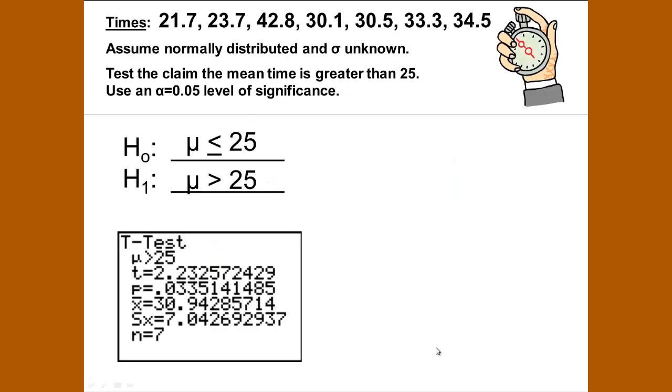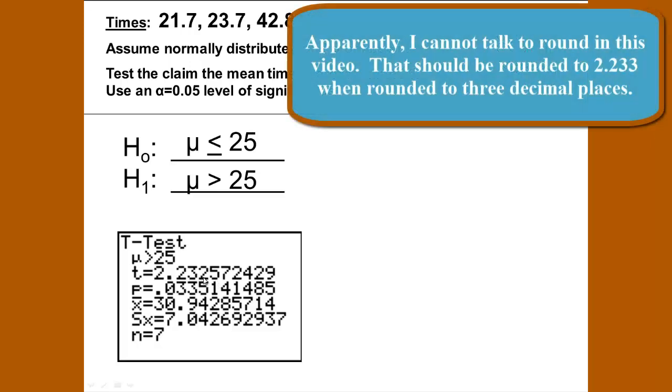We have our problem. We have the null hypothesis of the mean less than or equal to 25, the alternate hypothesis of the mean greater than 25. Our calculator reminds us that we're testing the claim that mu is greater than 25, a t-statistic of 2.2325, and a p-value of 0.0335. It also gives us the x-bar and the standard deviation, as well as the number of data.